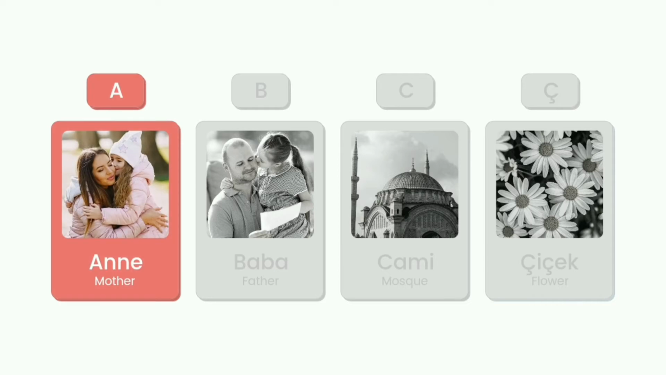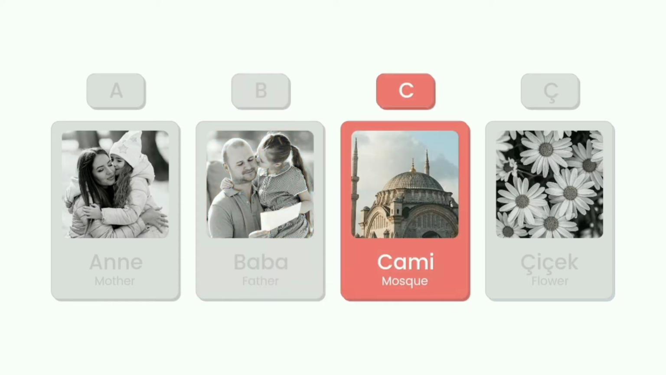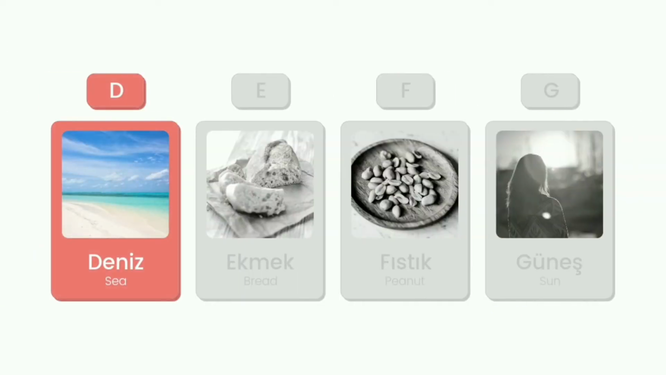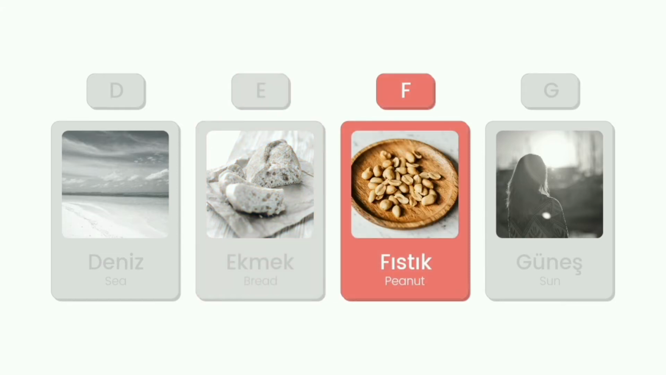A. Anne. B. Baba. C. Cami. Ç. Çiçek. This letter is pronounced as "chi" in cheese. D. Deniz. E. Ekmek. F. Fıstık.